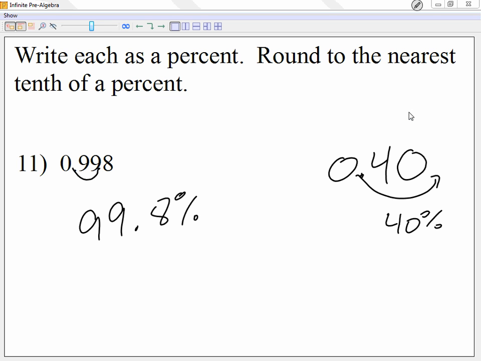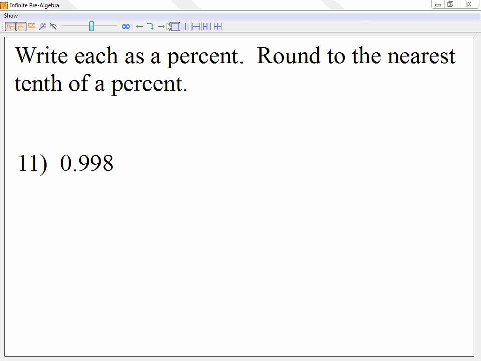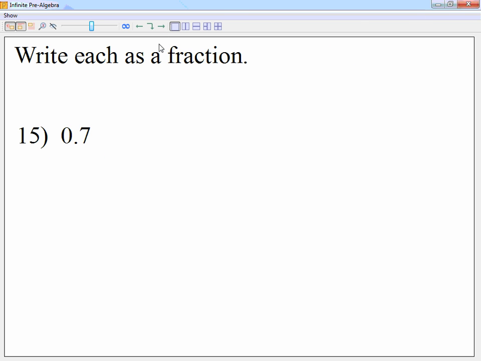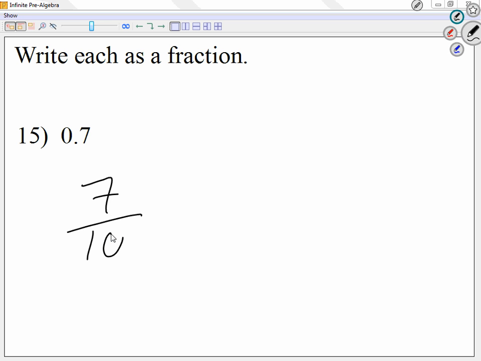Any questions up until 14? No? All right. Just remember, in those, move 2 places to the right. Now looking at 15, write it as a fraction. If I ignore the 0 to the left, and I ignore the decimal, that looks like a 7. So that's what I'm going to write on top. 7. At the bottom, I'm going to write a 1 and some zeros. The amount of zeros depends on how many numbers after the decimal point. I see the decimal point and I only see one number, so I only put 10. If there were two numbers after the decimal point, I'll put 2 zeros.